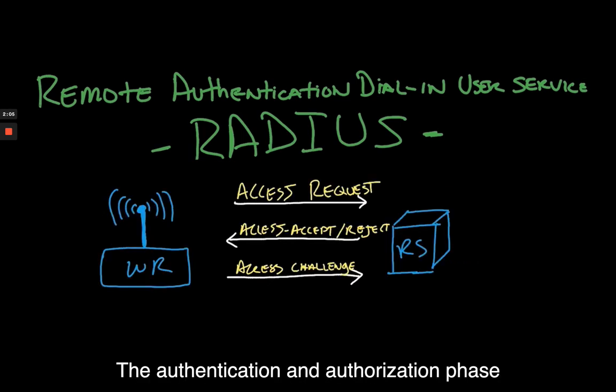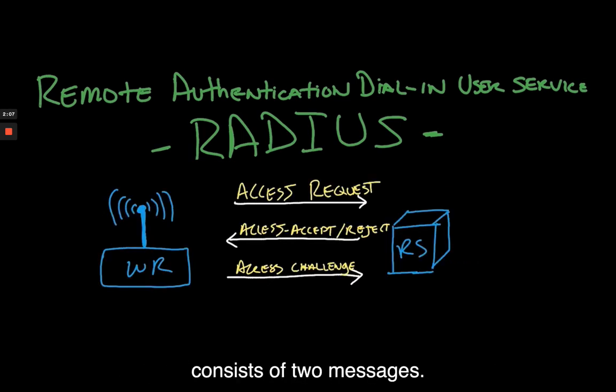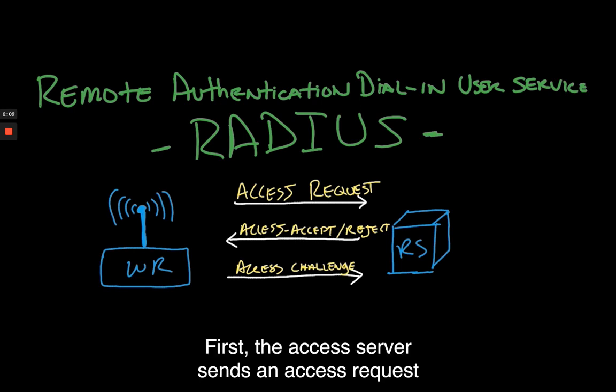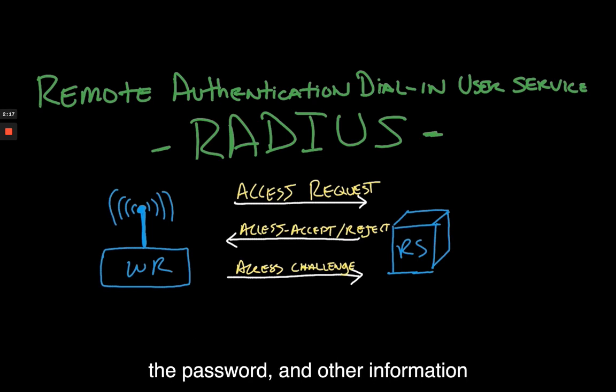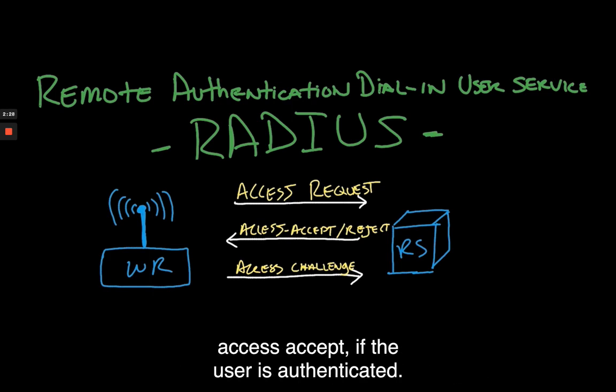The authentication and authorization phase consists of two messages. First, the access server sends an access request to the Radius server that includes the user identity, the password, and other information about the requester of the access, for example, the IP address. Next, the Radius server may reply with three different messages. Access accept if the user is authenticated.